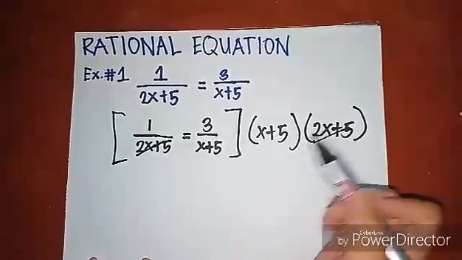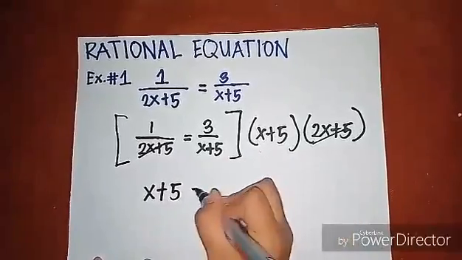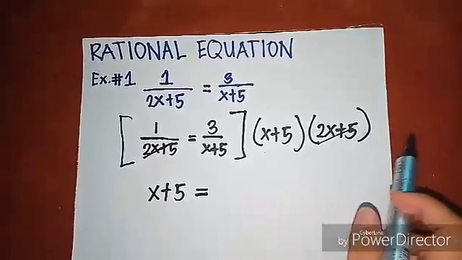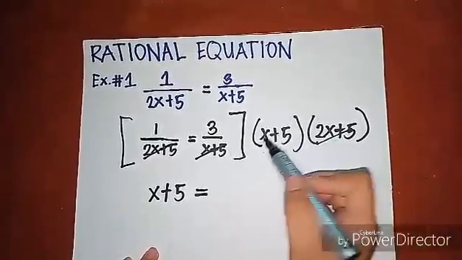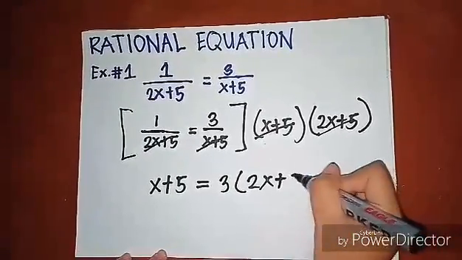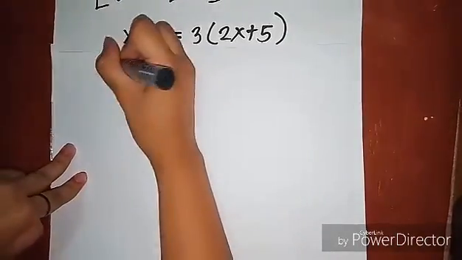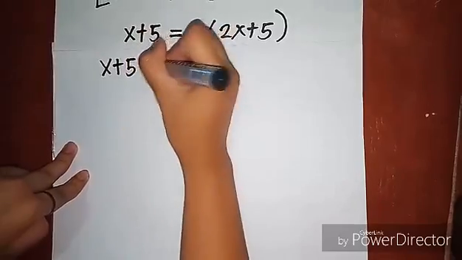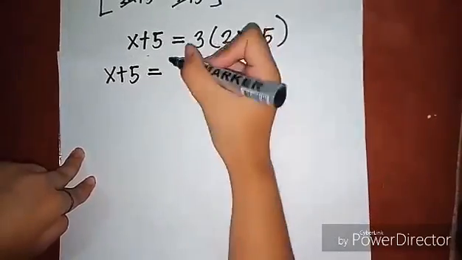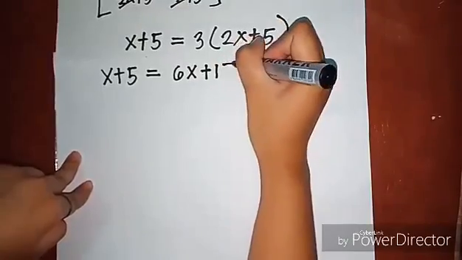So, 1 times x plus 5 equals 3 over x plus 5 times x plus 5 times 2x plus 5. Cancel out x plus 5. So, the remainder is 3 times 2x plus 5. Copy x plus 5 equals, distribute, 3 times 2x plus 5. 3 times 2x equals 6x, plus 3 times 5 equals 15.